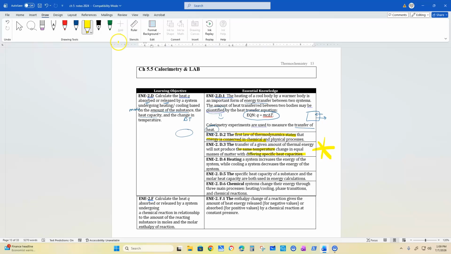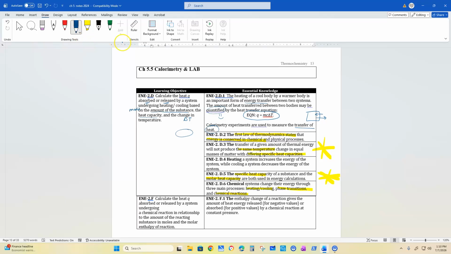Heating a system increases the energy of the system, while cooling a system decreases the energy of the system. Pretty self-explanatory right there. The specific heat capacity of a substance and its molar heat capacity are both used in energy calculations. So we've got to know about those calculations. Chemical systems change their energy through 3 main processes: heating and cooling, phase transitions, and chemical reactions.